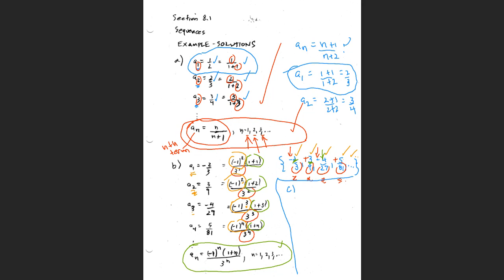Okay, C. We had the sequence 5, 1, 5, 1, and it'll just continue. That's the pattern. So the first term is 5, second term is 1, third term is 5, fourth term is 1, and so forth. That's what this sequence is doing. This one's kind of a tough one.